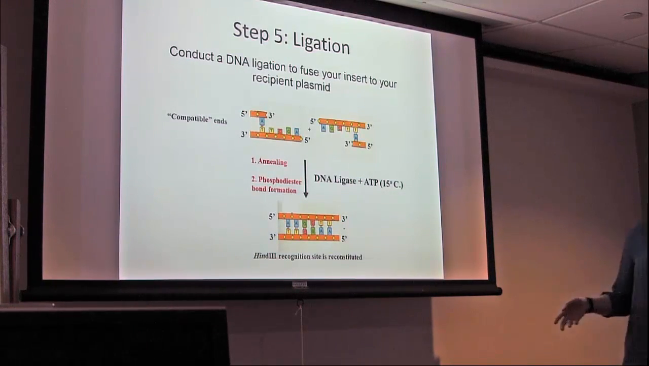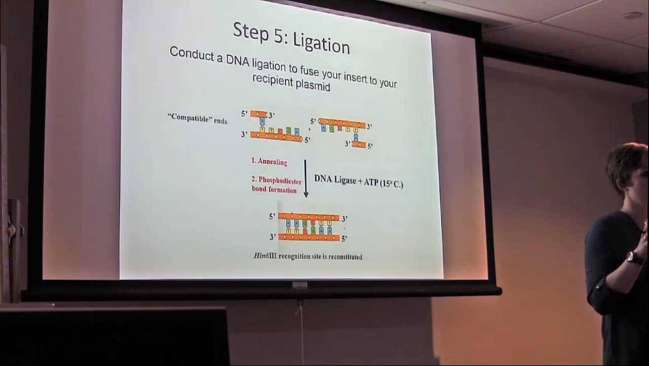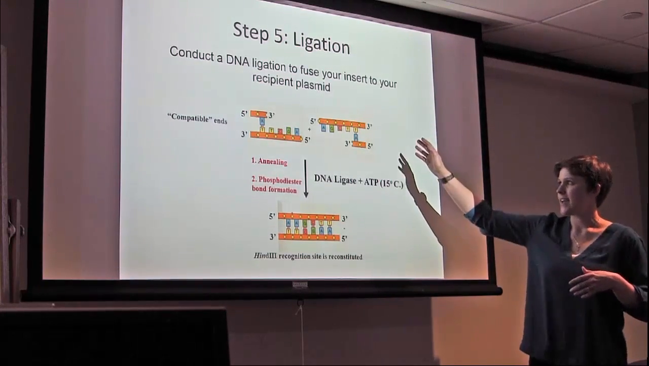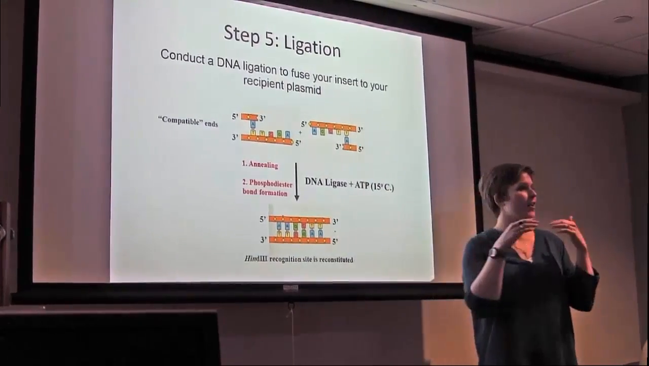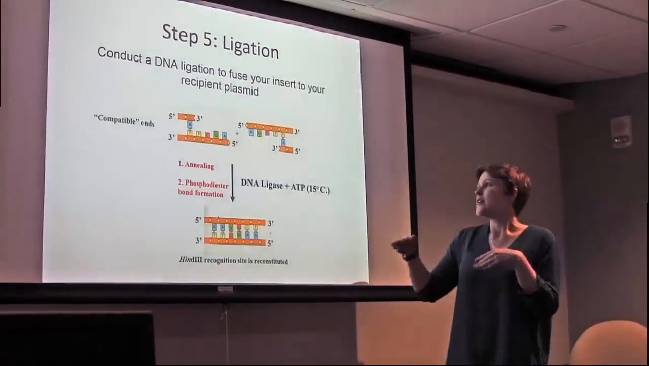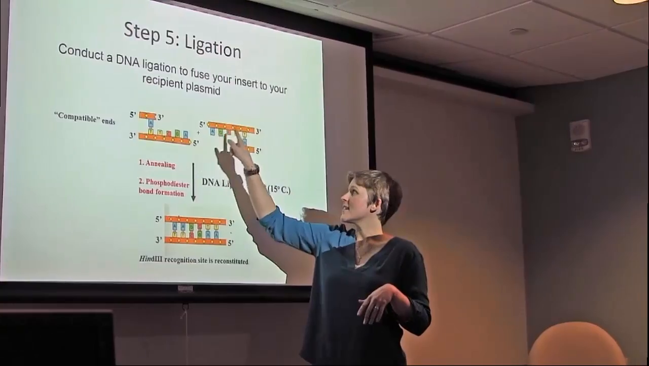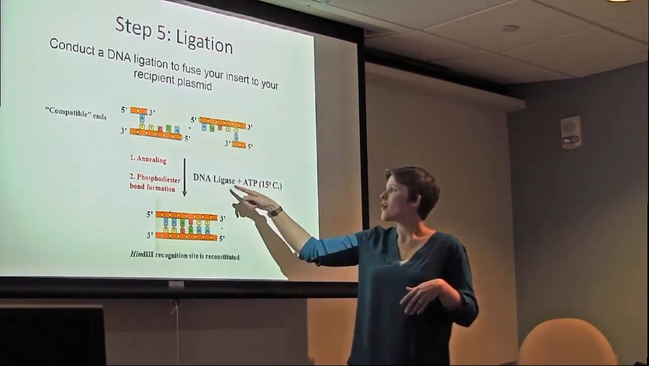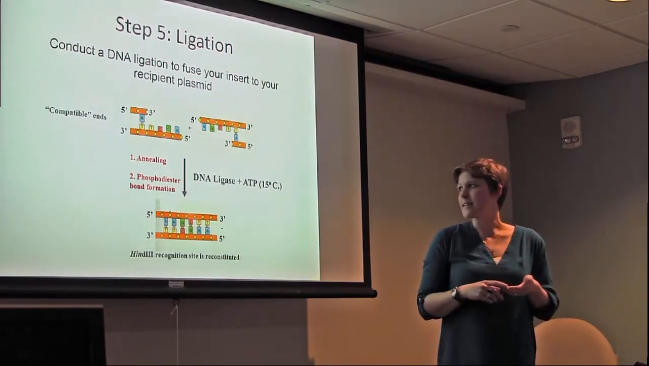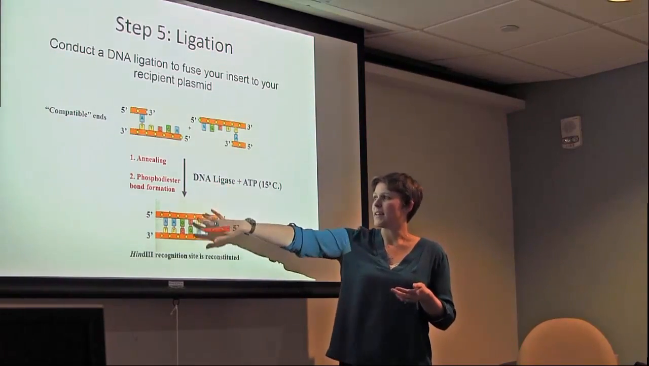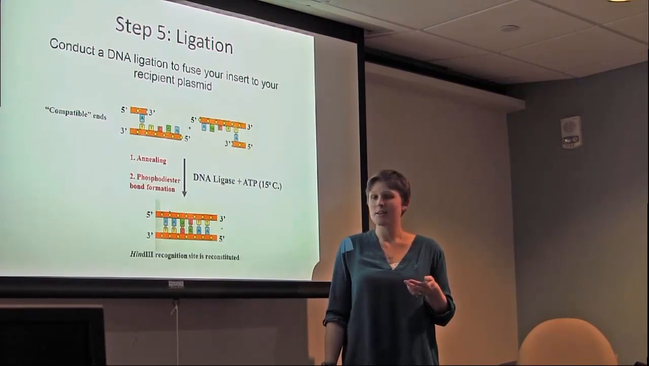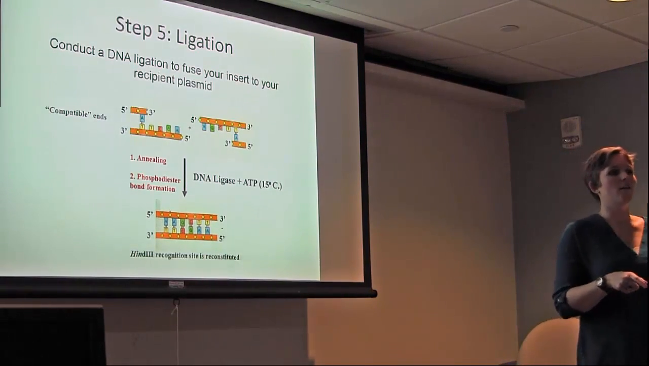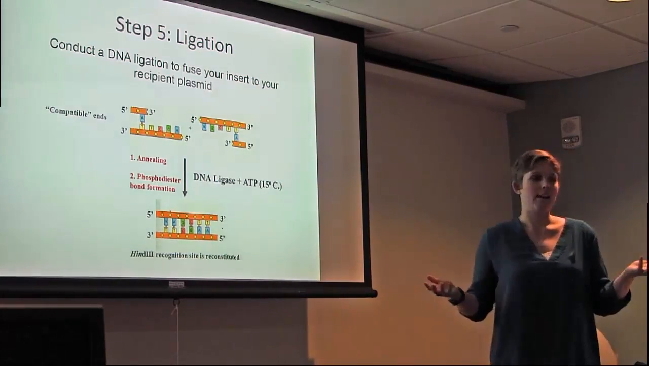Okay, so now you have your digested vector and your digested insert, so you have to ligate them. In this case, this is where we had our HindIII digest. So you have these sticky ends hanging out. This would be perhaps your vector, this would be your insert. All you have to do is add a DNA ligase and ATP, and you can get annealing and phosphodiester bond formation, and now you've got a complete circular piece of DNA, your plasmid.